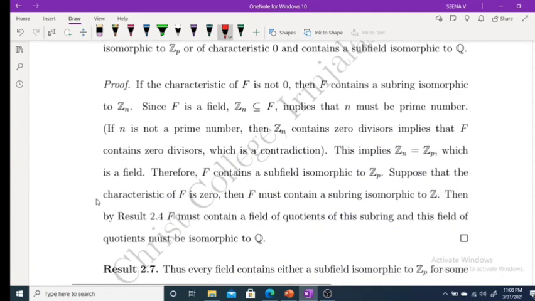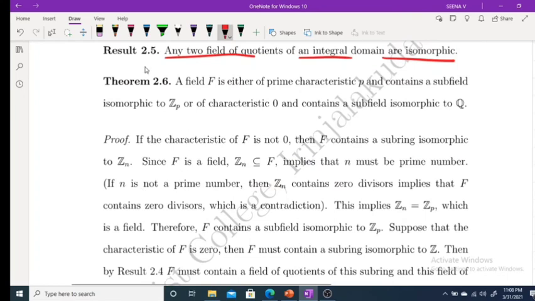Now, lastly we have one result. Theorem: A field F is either of prime characteristic p and contains a subfield isomorphic to Zp, or of characteristic 0 and contains a subfield isomorphic to Q. This is very important.